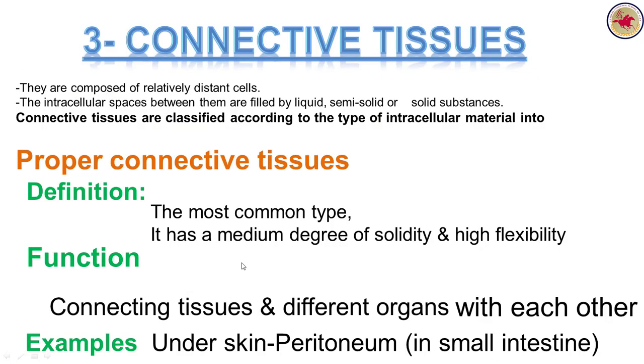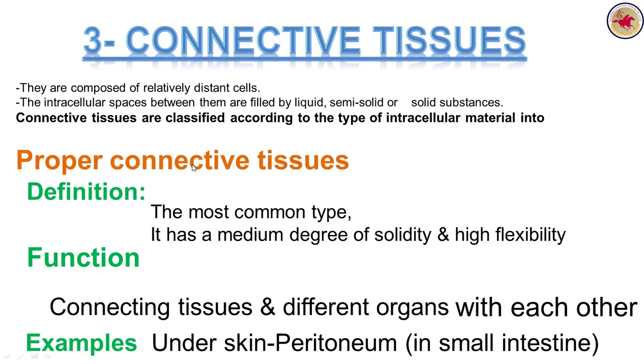Number 3, connective tissue. A connective tissue, from its name, connects between tissues. Maybe this connection may be a liquid or semi-liquid or solid substance. So we have intercellular material. According to the state of this intercellular material, we can classify this type of tissue.